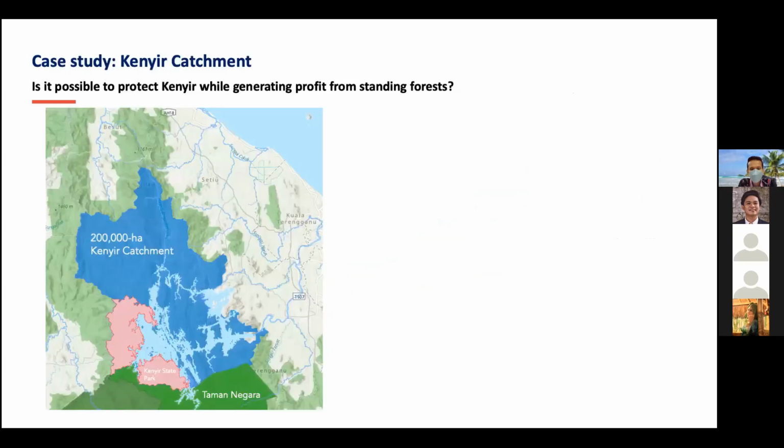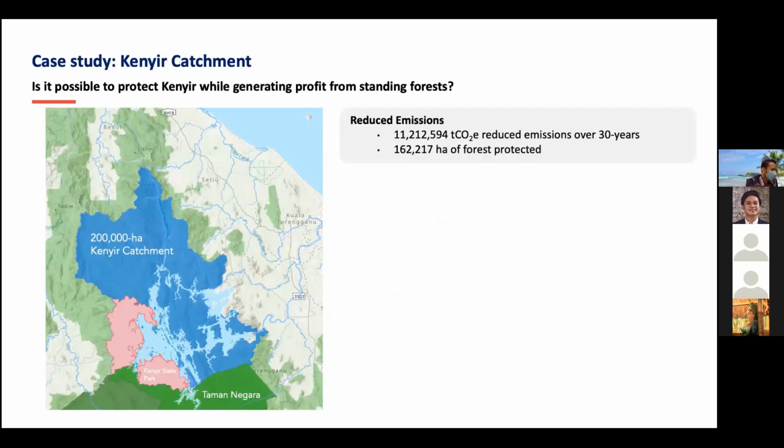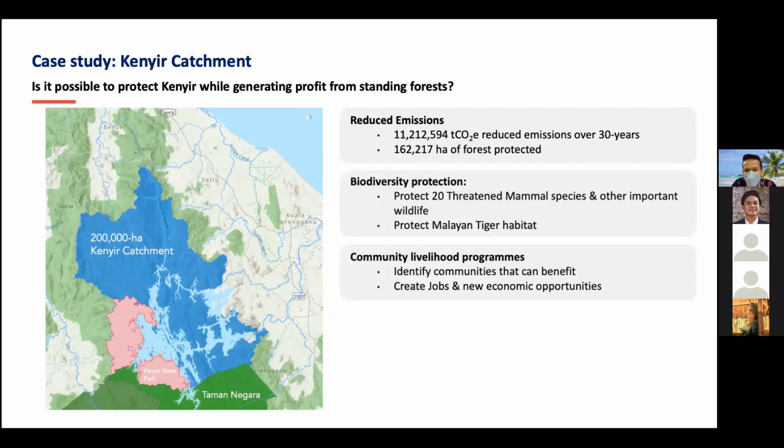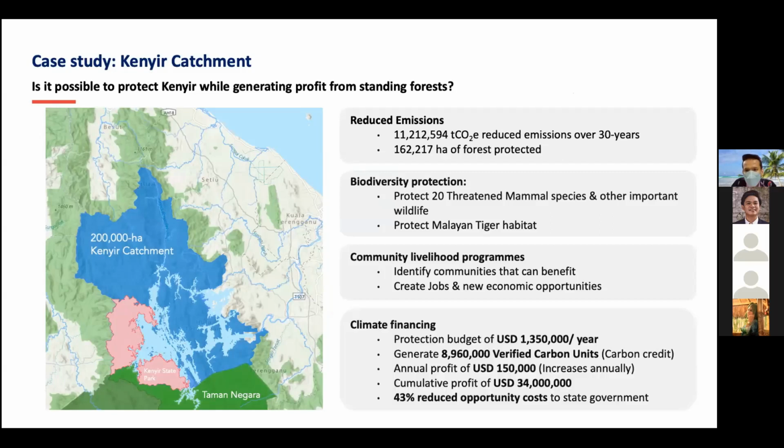So is it possible to protect Kenyir while generating profit? Okay, there's reduced emissions of 11.2 million tons CO2, which helps our state and our country to meet our climate commitment. We can protect biodiversity, a bit more than 20 threatened mammal species and other important wildlife. We can use the fund to protect important tiger habitat. We can develop community programs as well.